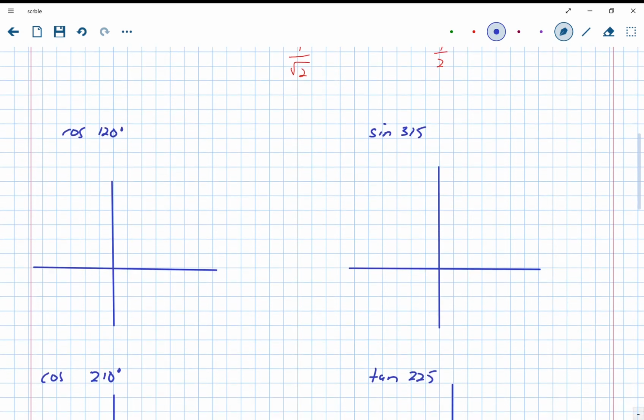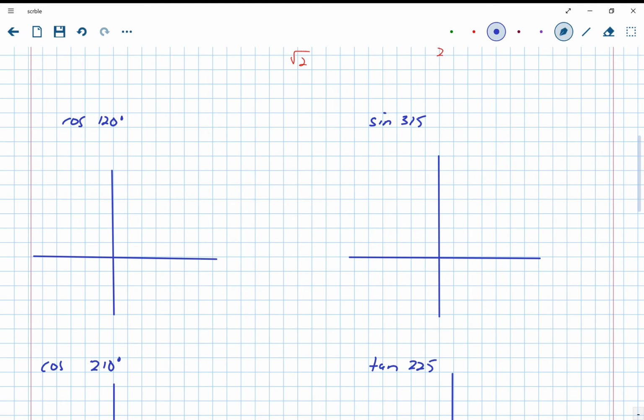So when we're figuring out an exact value without using a calculator, here's a question: find the exact value of cosine of 120 degrees. Your terminal arm is right here. It always starts on your x-axis like that. There's your terminal arm, and it's going to rotate counterclockwise 120 degrees. So I'm going to draw it over here now, approximately, about 120.